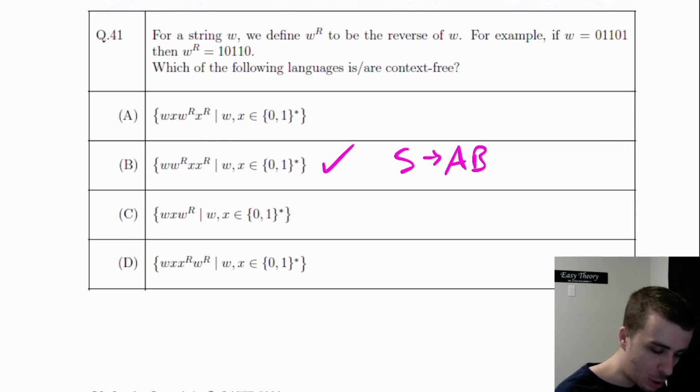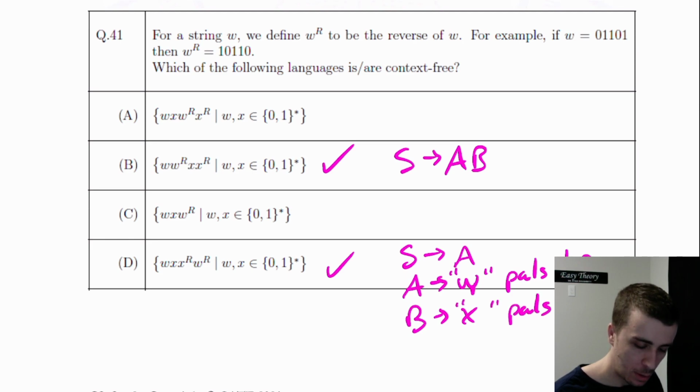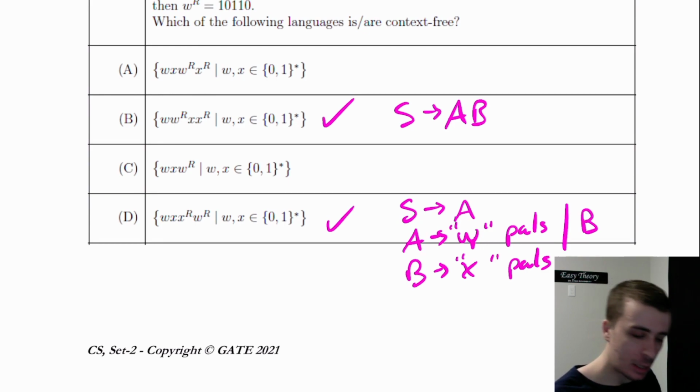So D is also context-free, because what we can do is have S go to A, where A makes the palindromes, the W palindromes, or B, where B makes the X palindromes. And there's no correlation between the W and the X here, so therefore we are good there.